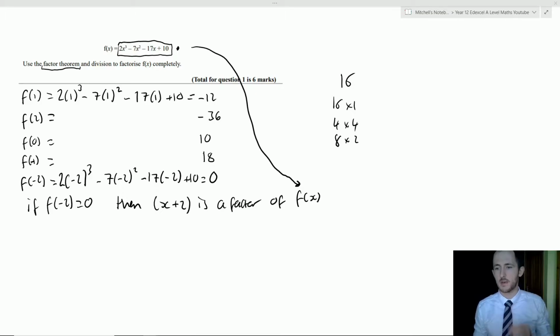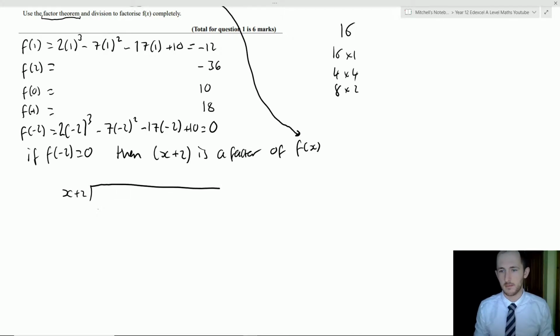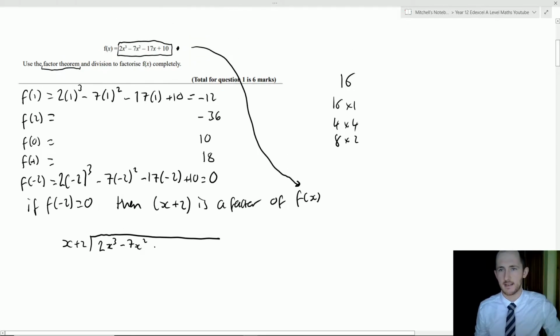Perfect. So if x plus 2 is a factor of f of x, what that means is I can now do algebraic division. Okay? So what I'm going to do here is x plus 2 goes on the outside, and we're using bus stop method. Exact same way we do long division with numbers, we do a very, very similar thing. Okay? Now, I just want to point out, all I'm doing is typing in the algebraic expression exactly as it is, 2x cubed minus 7x squared minus 17x plus 10.